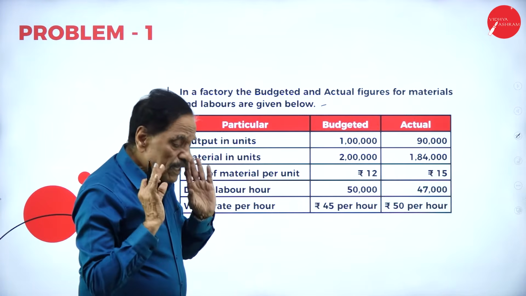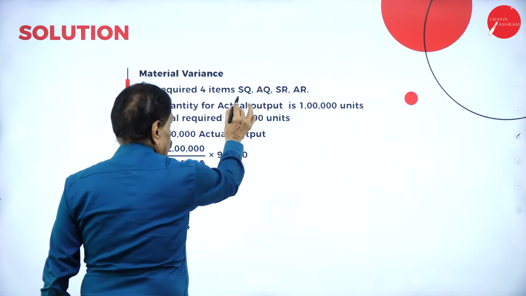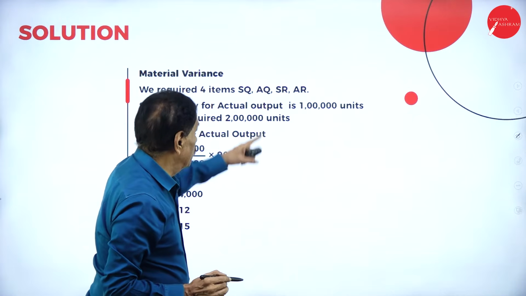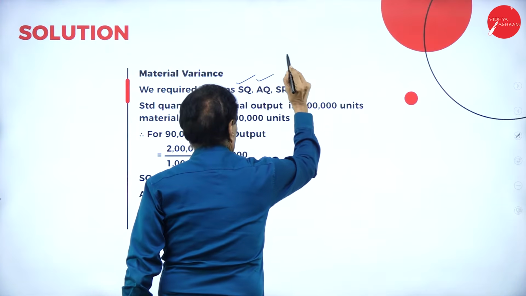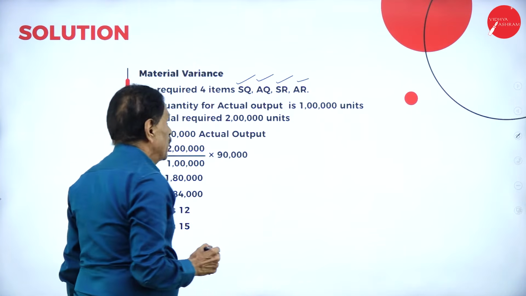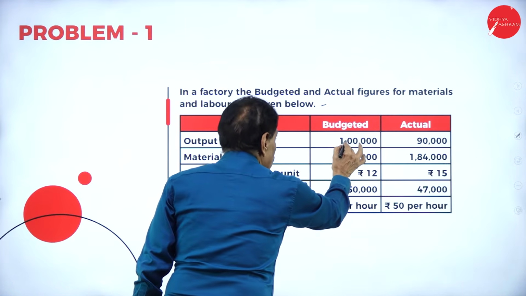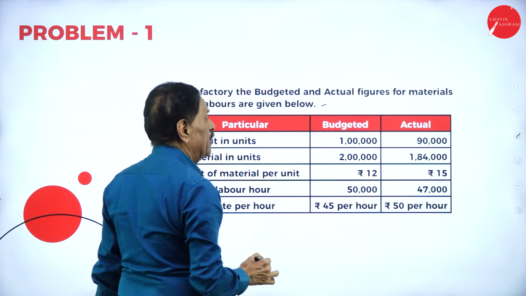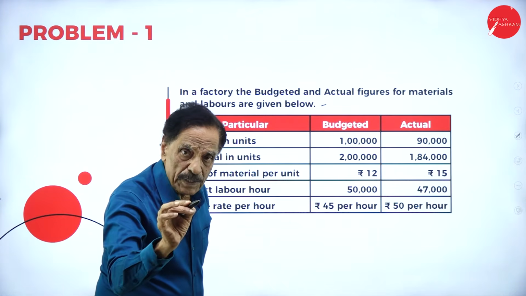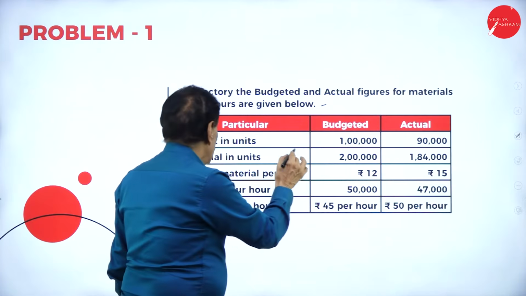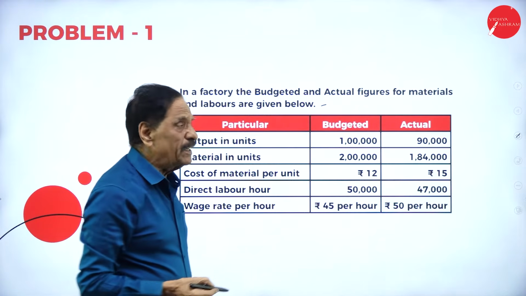Here we actually require 4 items for material variance: standard quantity, actual quantity, standard rate, and actual rate. Here we do not have the standard quantity, but we know that in order to produce 1 lakh units, we have to put in 2 lakh units. What is the formula? Standard quantity for actual output. If you want to get the output of 1 lakh, how many units do you have to put in? 2 lakh, for an actual of 90,000.